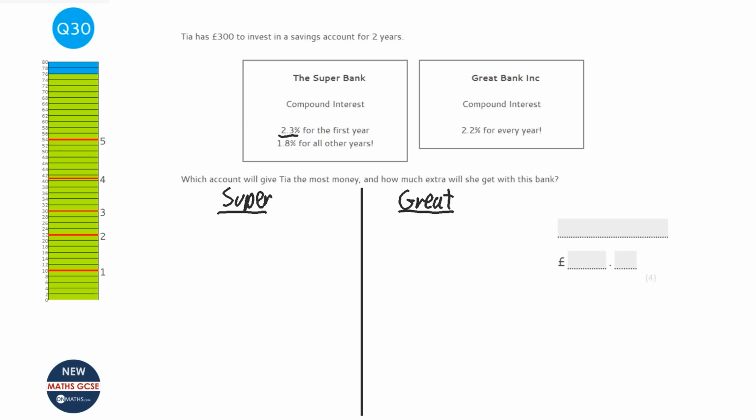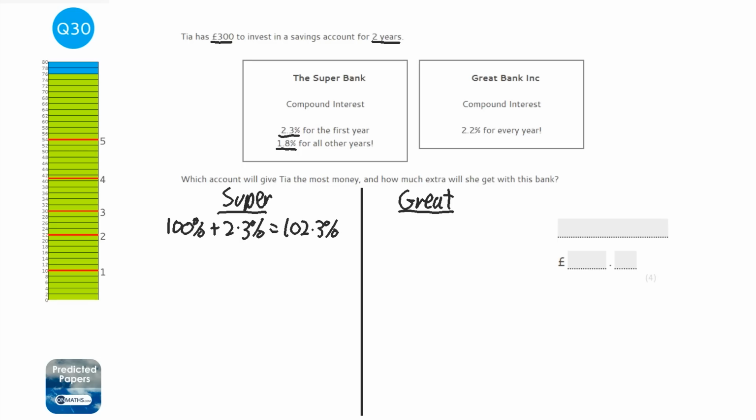It says we have 2.3% for the first year and 1.8% for all other years, and we're doing this for 2 years at £300. So first of all I want to work out what the multiplier is. Since this is the calculator paper, we use the multiplier method. So we start off with 100% always, and compound interest means we're gaining money, so we're going to go up by 2.3%, so that means we'll have 102.3%. So as a multiplier, what we do is we just divide that percentage by 100 to get it as a decimal, into what we call a multiplier, 1.023.